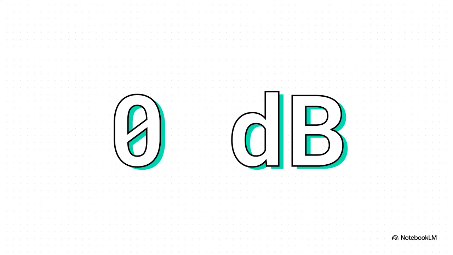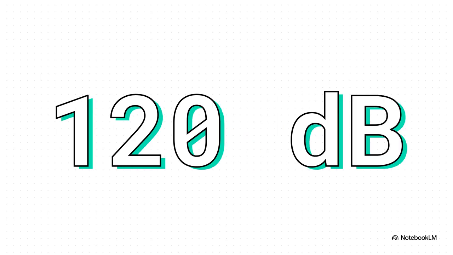The scale officially begins at 0 decibels. Now, that doesn't mean total silence. It means the absolute quietest sound the average, healthy human ear can possibly pick out, the very threshold of our hearing. And then you go way, way up the scale to around 120 decibels.